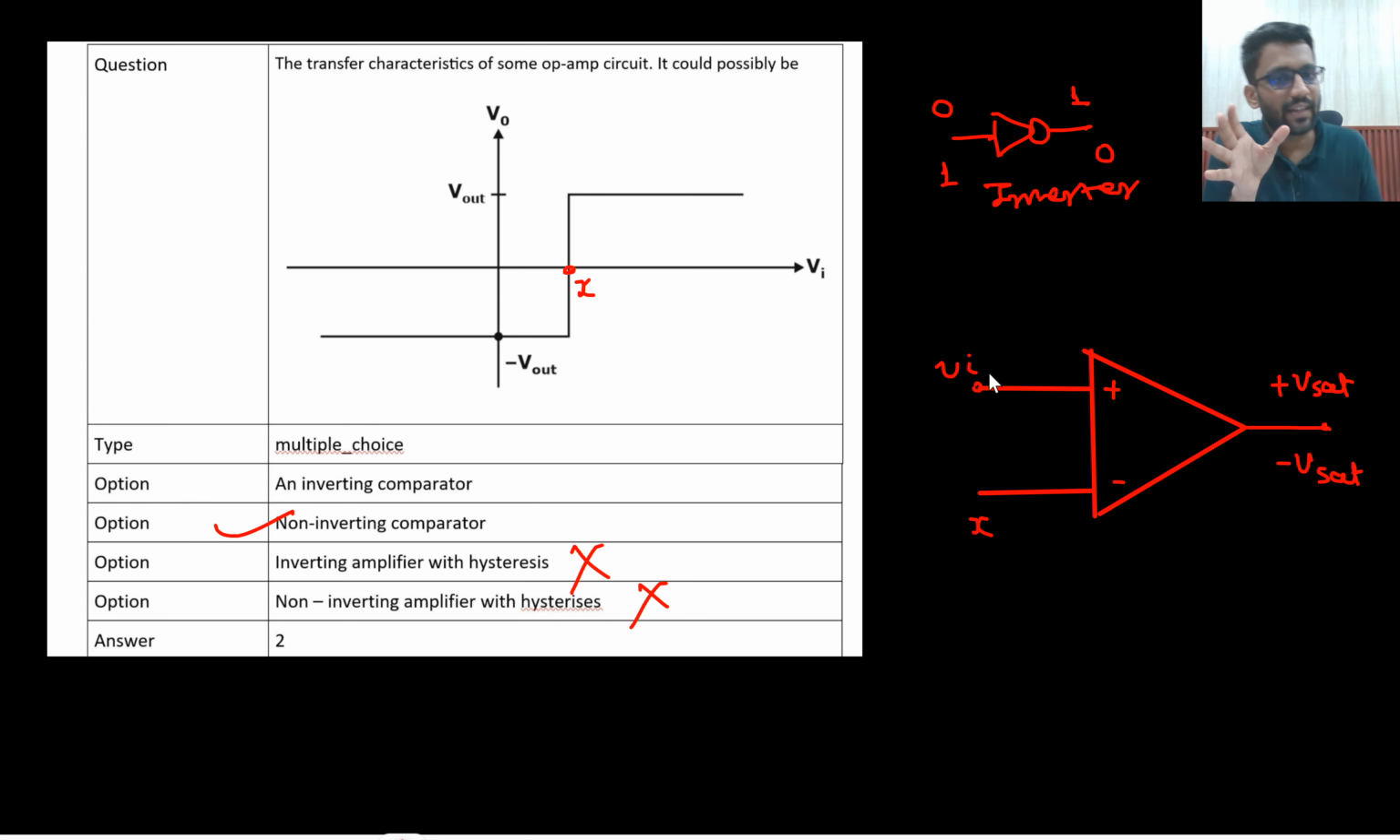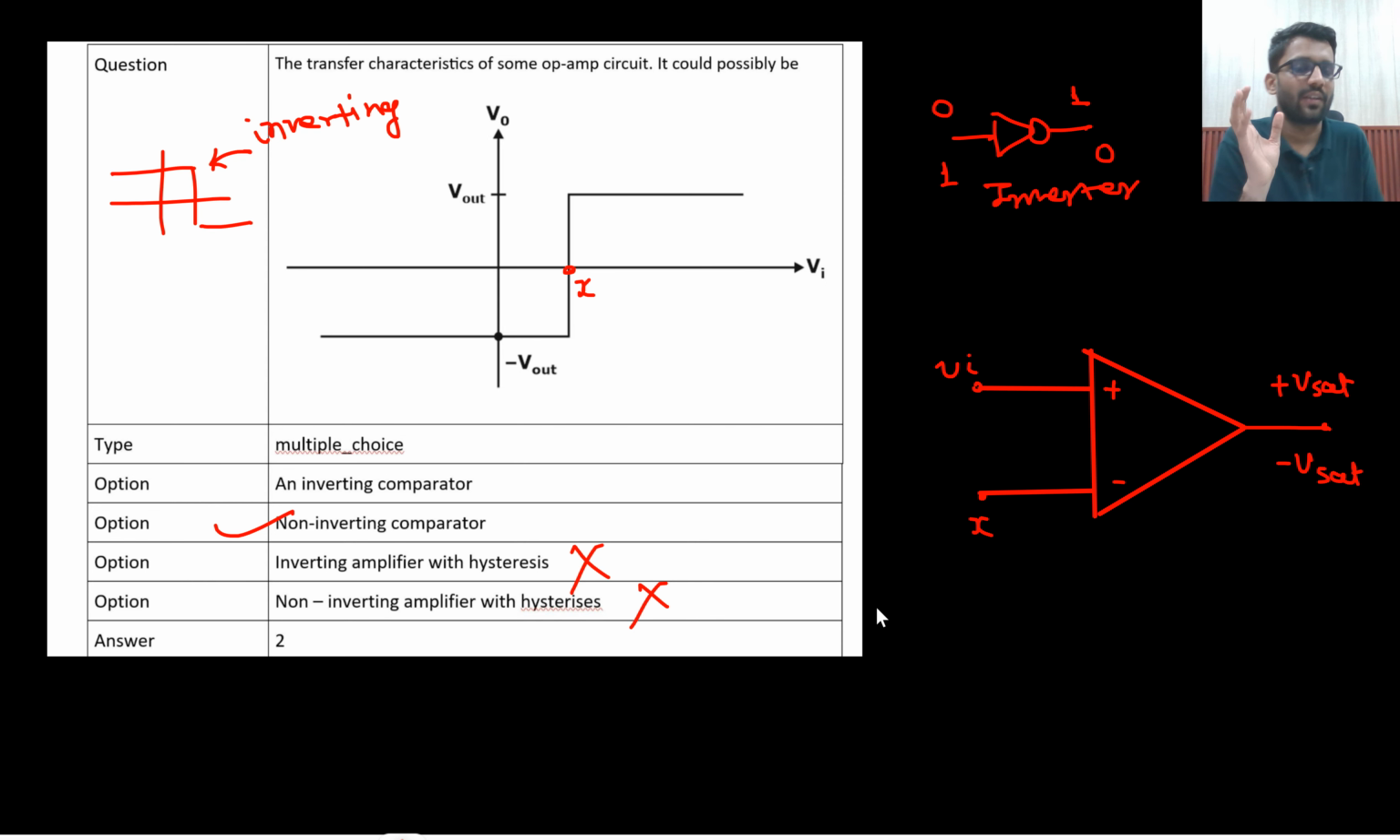If your input is connected at the non-inverting terminal, it will be a non-inverting Schmitt trigger, and if your input is connected at the inverting terminal, it would be an inverting Schmitt trigger. Then we draw the hysteresis curve. Here there is no hysteresis. This is a simple comparator. If Vin is greater than x, I am getting plus V sat, and if Vin is less than x, I am getting minus V sat. That means my input is connected at the non-inverting terminal. If my input was connected here, the response would have been something like this, so this would have been inverting.